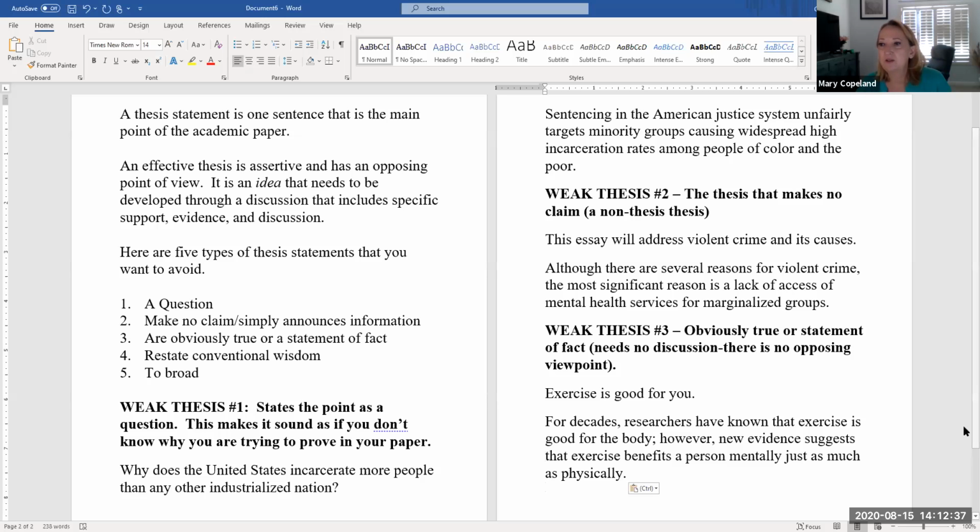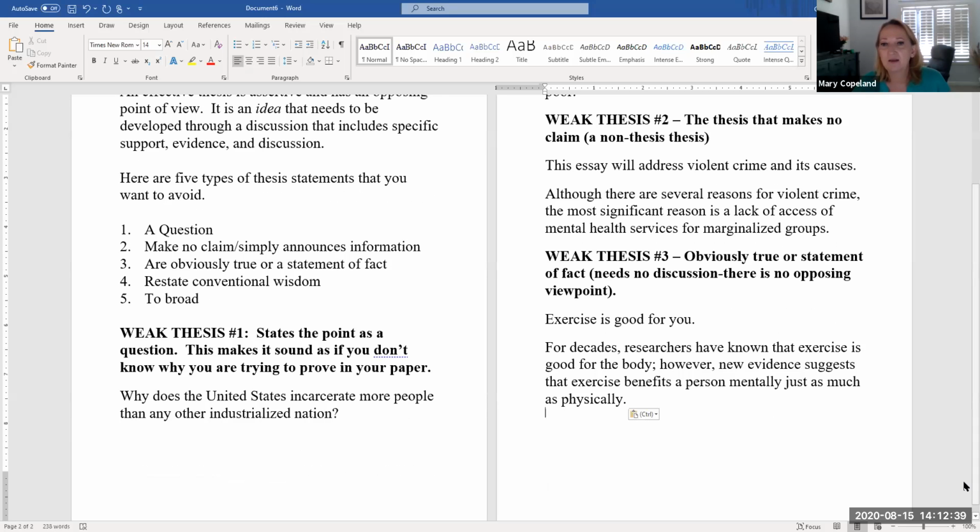For decades, researchers have known that exercise is good for the body. However, new evidence suggests that exercise benefits a person mentally just as much as physically. Okay, so now I've got something where I'm really going to talk about the mental aspects of exercise, which is a little bit more interesting and has some meat to it.